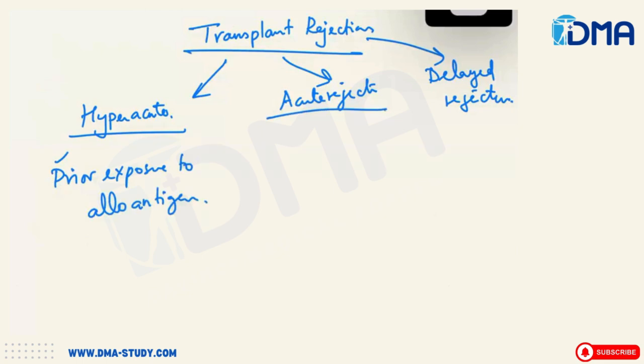Acute rejection happens because of the antibody dependent insult to the graft tissue, and this happens within 30 days after the graft tissue is placed. After 30 days, you can call it a delayed rejection. Okay, then we saw about the B cells.